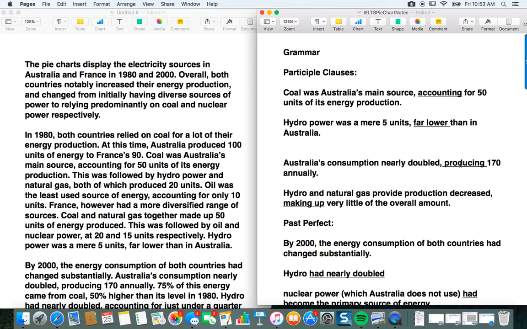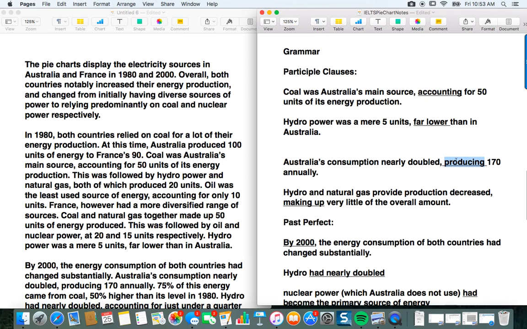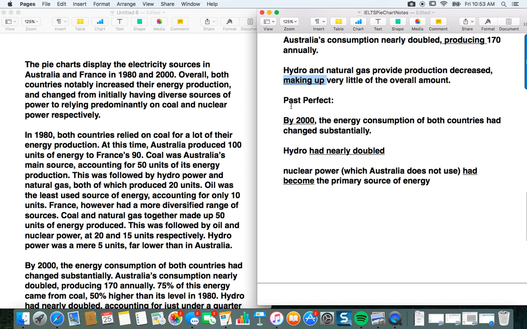Australia's consumption nearly doubled, producing 170 annually. Okay, so again, which produces becomes producing. And finally here, the same thing, production decreased, making up very little of the overall amount. Yes, you can have a phrasal verb in your task 1. It's not a problem. Finally, past perfect, this is good.